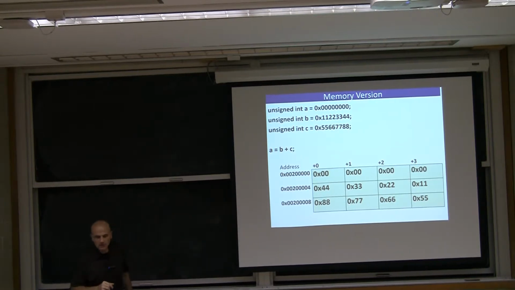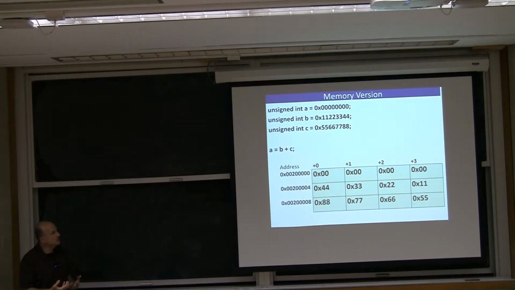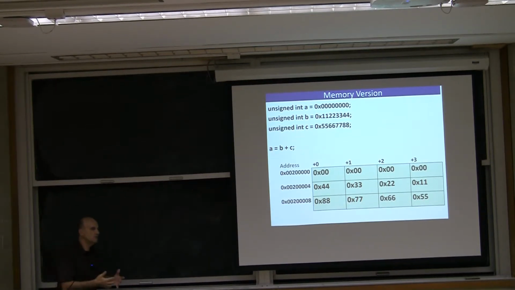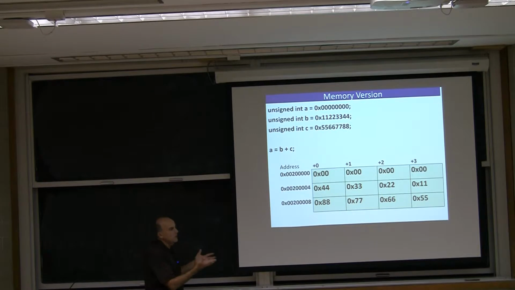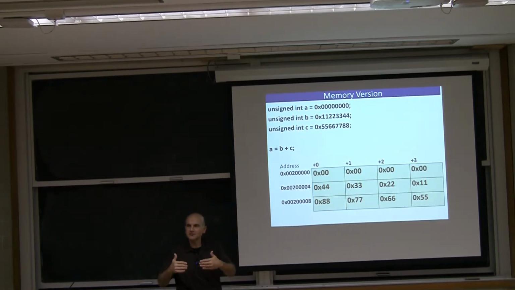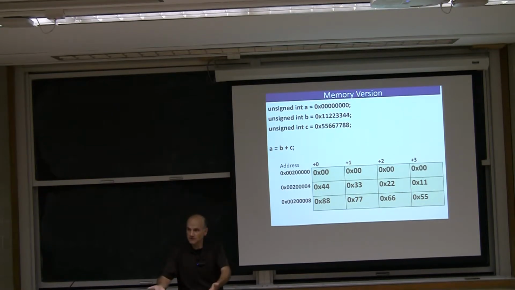So the question is, how can we read B? How can we read C? And how can we read A? Forgot to tell you, who decides where the variables go? And again, in the interest of expediency, you decide where these things go.